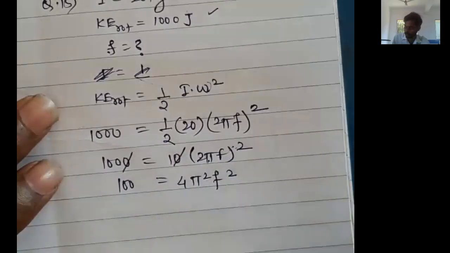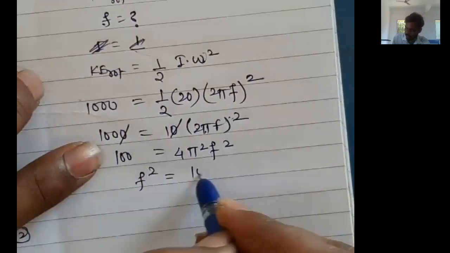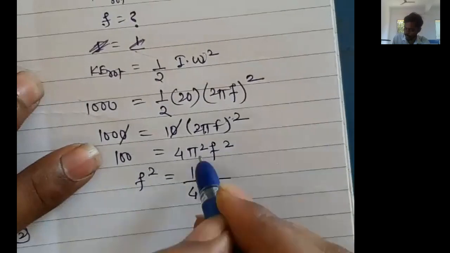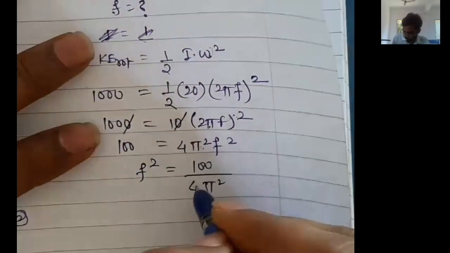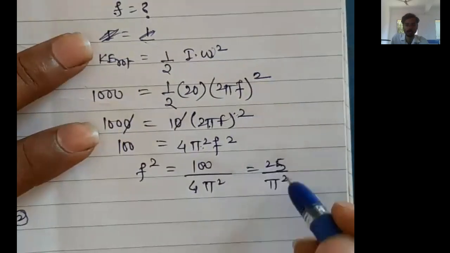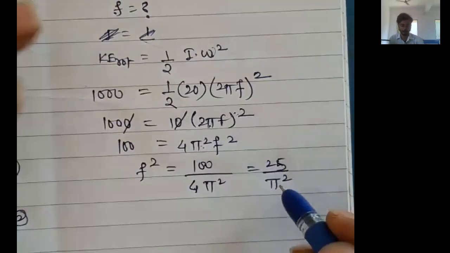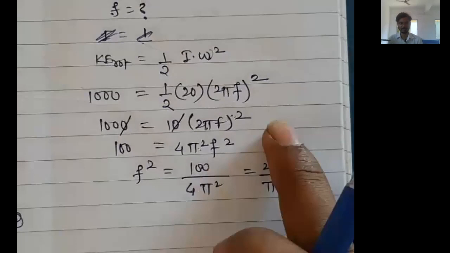Sir, we want F. So first arrange F square. F square equals 100 divided by 4 divided by pi square, everything on the left hand side. 100 upon 4 is 25 upon pi square. Now, sir, do we need to divide by pi square? That depends on the options. So we will see the options. Our answer is 25 by pi square.